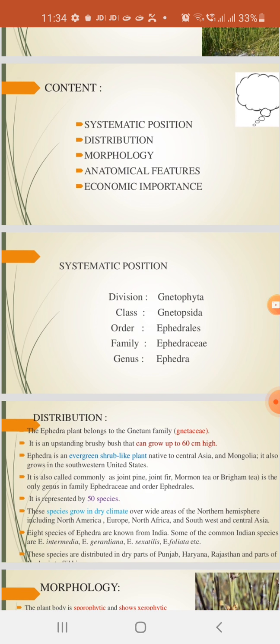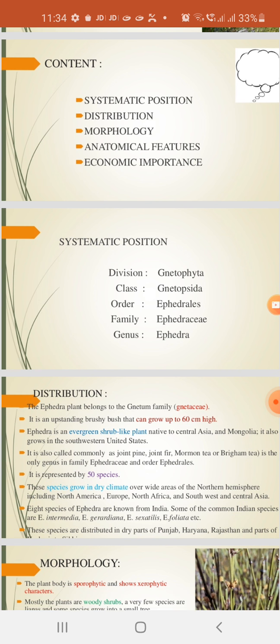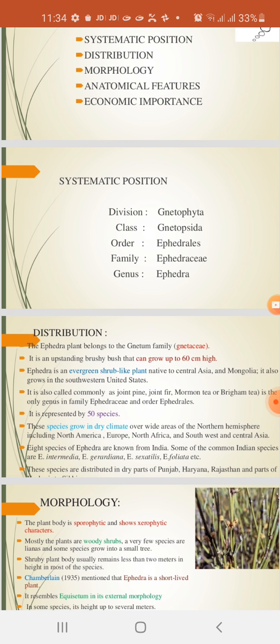Regarding distribution, the plant belongs to the Gnetum family, and it grows about 60 centimeters high. Ephedra is an evergreen shrub-like plant native to Central Asia, and it is a joint pine or joint fir. It grows in a dry climate, and its species are E. intermedia, E. saxatilis and E. foliata, and it is found in the dry parts of Punjab, Haryana and Rajasthan.